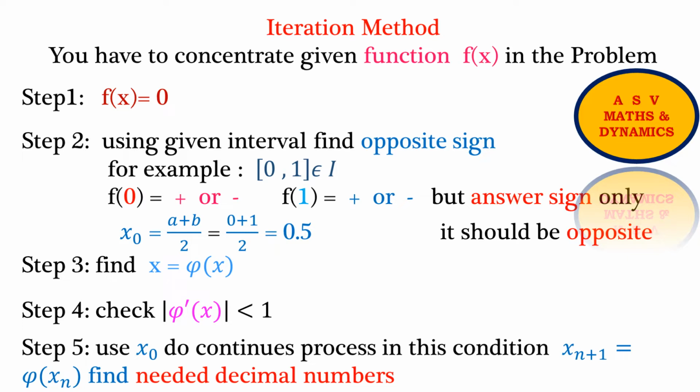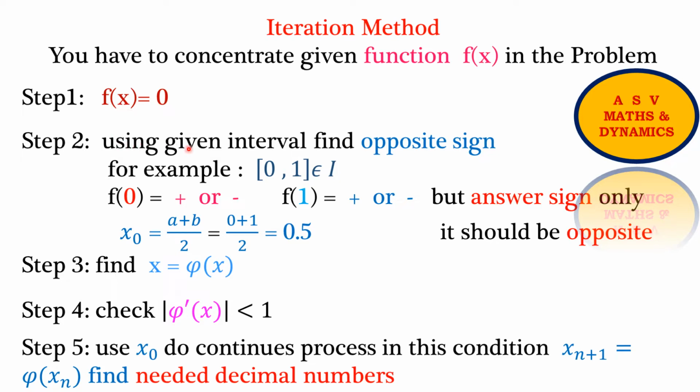First you have to concentrate on the function. The function is very important, because using the function we will find the steps. When you are going to use the iteration method, the function is very important. In the function, you have to consider it is related to the variable x, meaning f of x. So step 1: f of x is equal to 0, you have to consider.